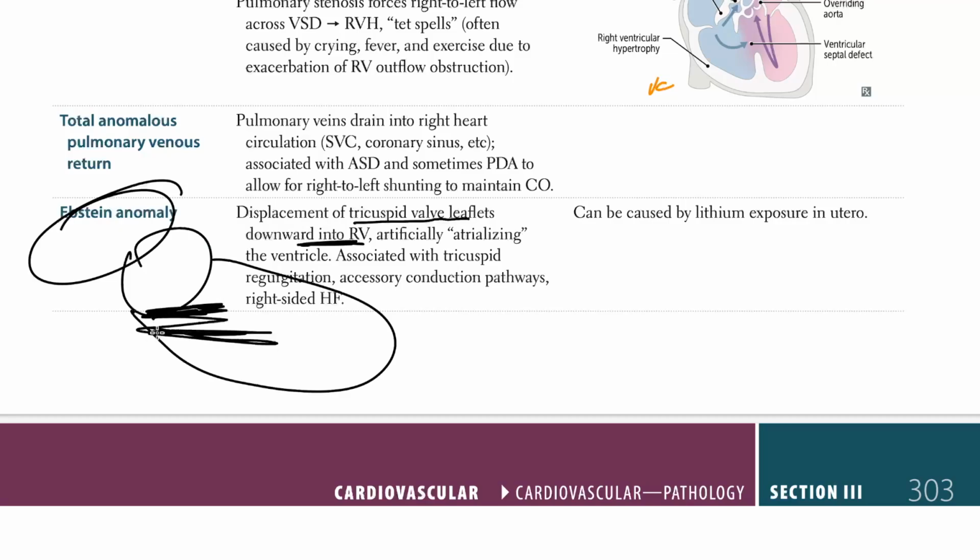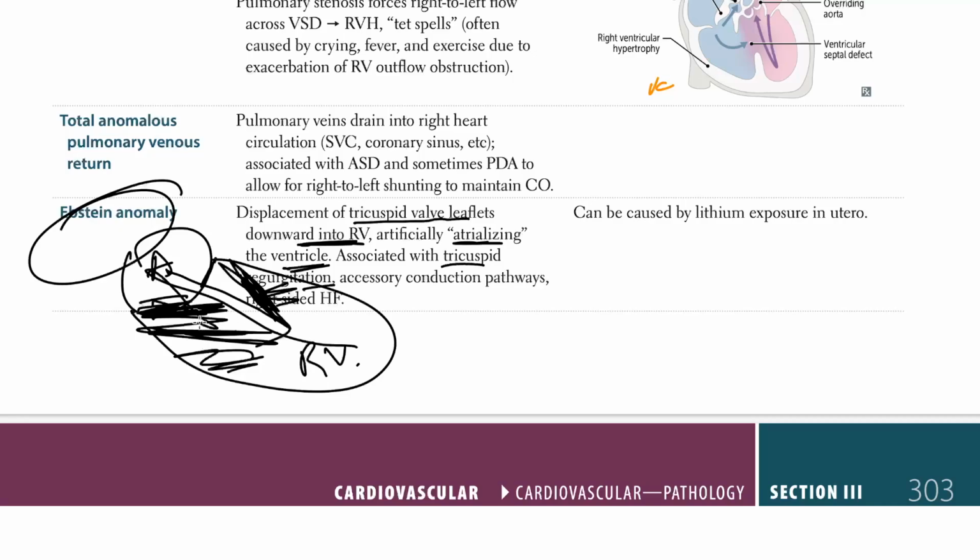So you have a downward displacement of the valve. Instead of being normal here, let's say, now it has displaced into the right ventricle. When you have displaced this into the right ventricle, it will lead to atrializing the ventricle. So atrial muscle will just go down. It will atrialize this ventricle, associated with tricuspid regurg.